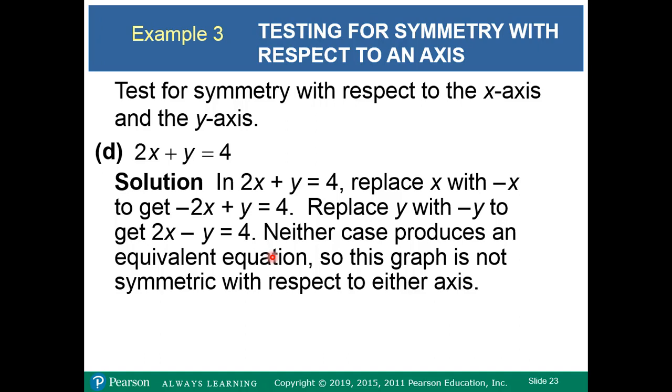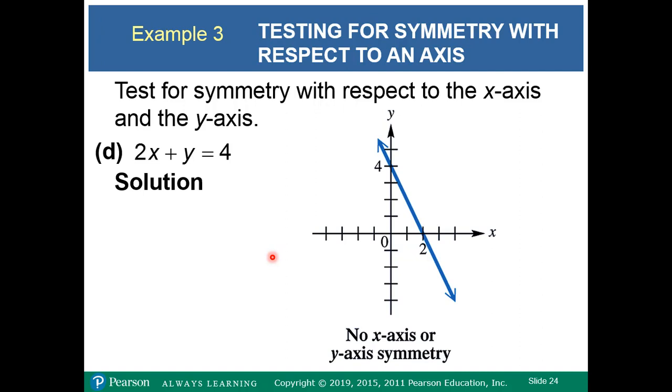Okay, so it's possible that it's neither going to be symmetric with respect to x, nor is it going to be symmetric with respect to y. And according to the graph, you can easily see that this has no symmetry with respect to x or y.